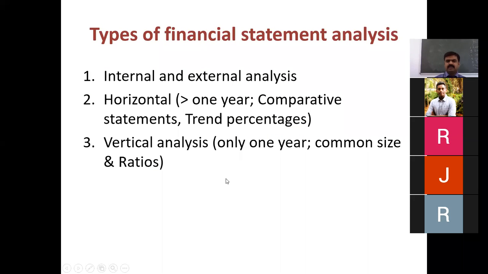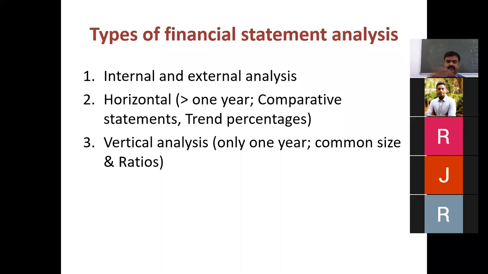So there are different types of financial statement analysis. One is called internal and external. When the analysis is done by the internal people, that is called internal analysis. When it is done by external people, like creditors, bankers, investors or government, it becomes external analysis. Second one, horizontal. When you do it horizontally, you take more than 1 year. For example, you take 5 years' balance sheet and analyze, or you take 5 years' income statement and analyze. That is called horizontal analysis.